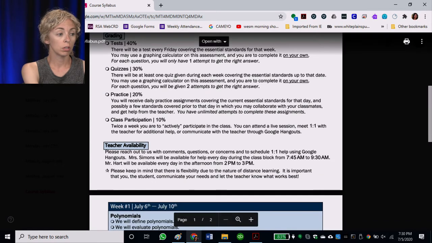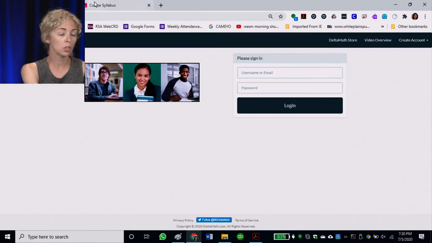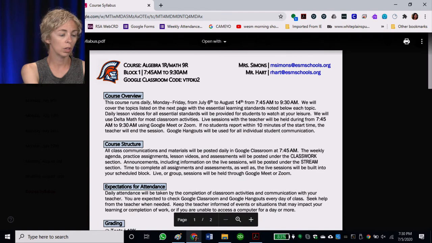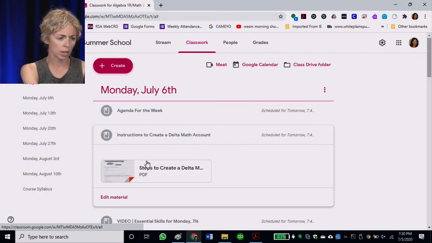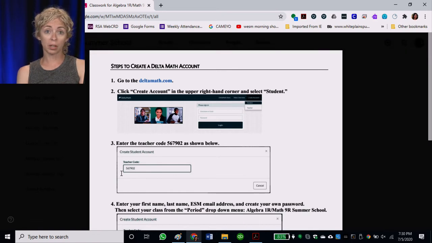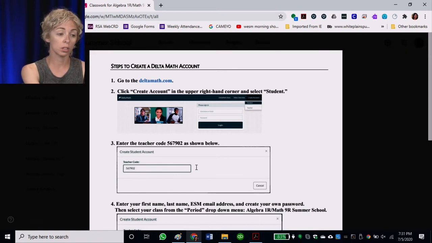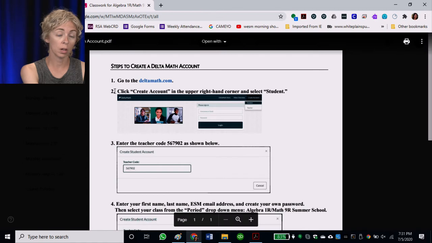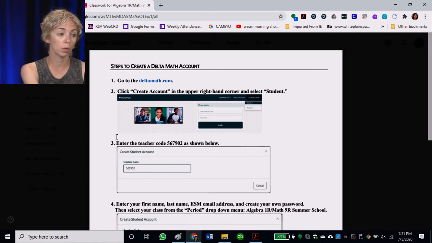And let's go to Delta Math. Okay, well actually, in Google Classroom first, under the classwork section are steps. Before you can do what I'm about to do, you need to actually create a student account. If you need help with this, open up this document. Here's step-by-step instructions. Okay, step one, step two, step three, so on and so forth.